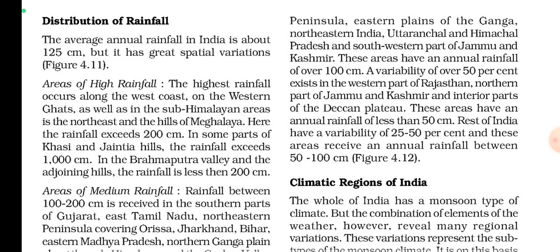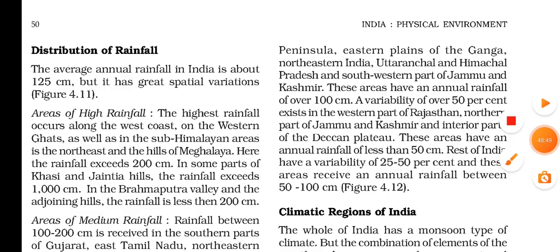Distribution of rainfall. The average annual rainfall in India is about 125 cm.